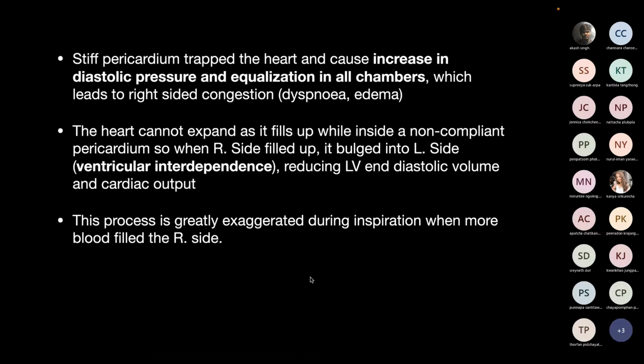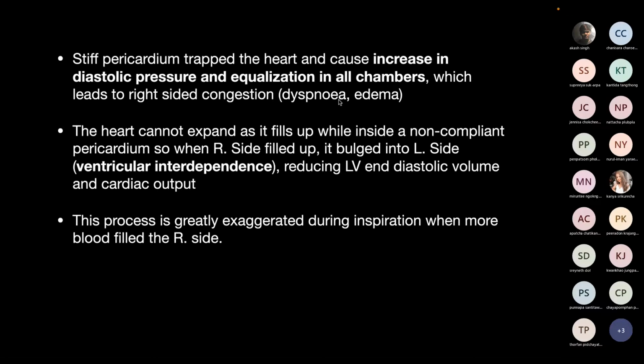So I try to summarize the problem caused by it, but it can still be a little bit complicated. This is the simplest way to think of it. A stiff pericardium traps the heart inside and causes an increase in diastolic pressure, because normally the heart can expand, and the pericardium can expand, right? But because it's thickened, it cannot expand very well. The pressure equalizes in all the chambers.